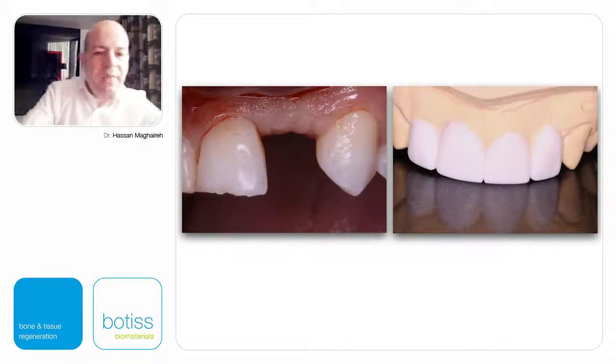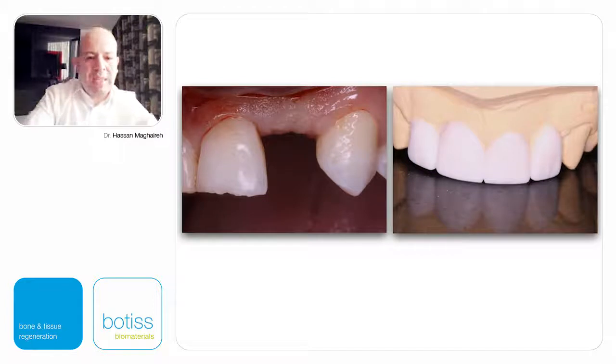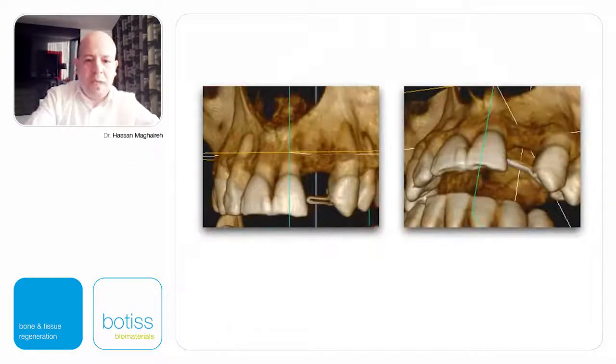This is another case. Tim came to me with a missing lateral. And he also wanted to have some other veneers. So this is the wax up. I work with my colleague in my practice who does the veneers, and I do the implant restoration. We did the cone beam CT scan.